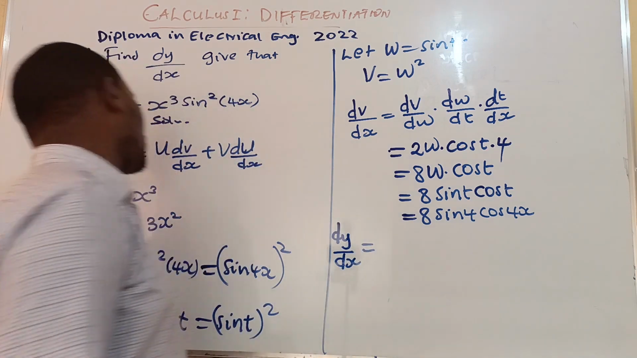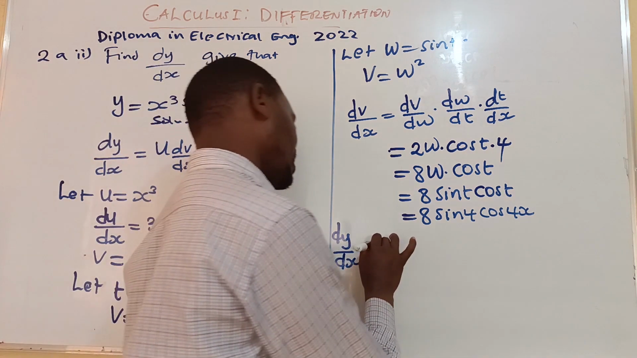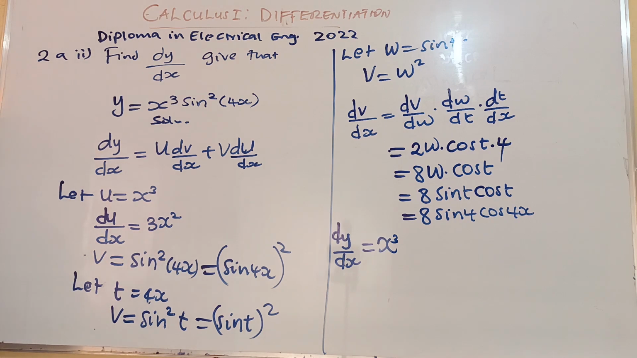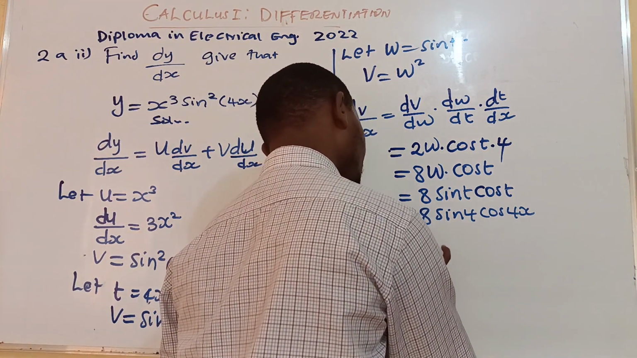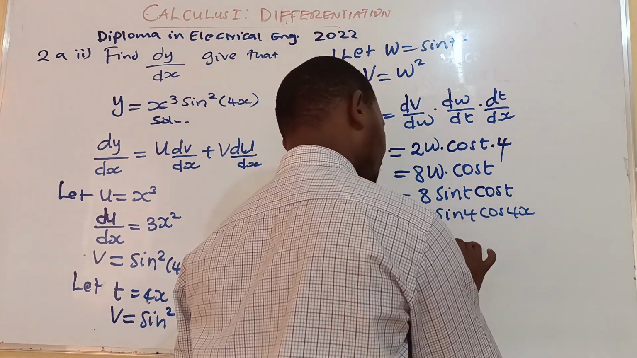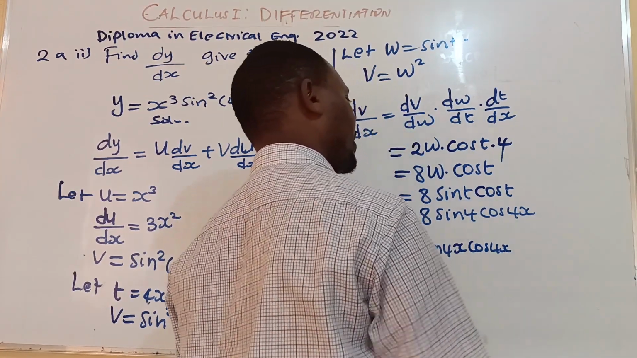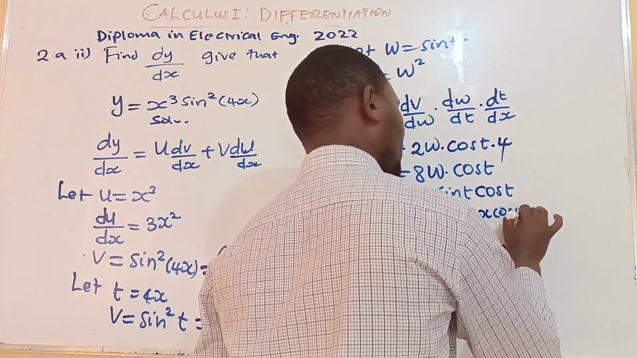Now dy/dx will be equal to u, which is x cubed, times the derivative of v with respect to x, which we have just found. It is 8 sin 4x cos 4x. Here you have 4x, cosine of 4x.